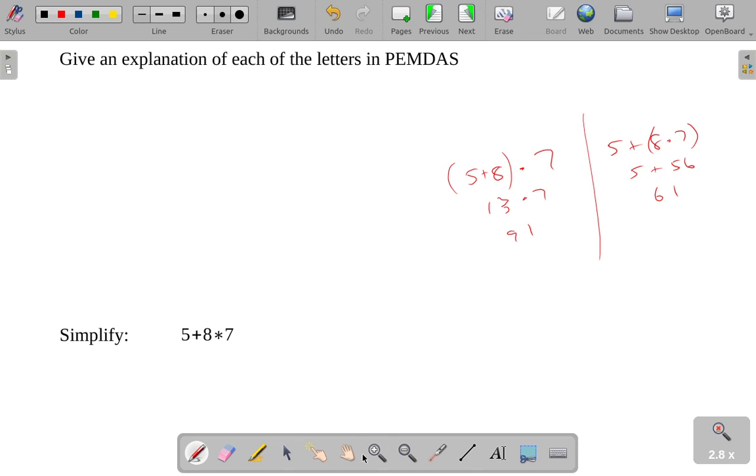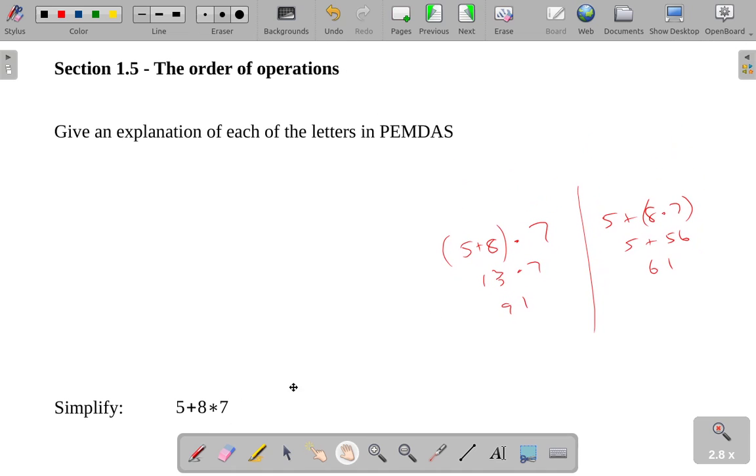So the order of operations gives us guidelines as far as which operations we should do first. Because if this is written down, we want there to be one clear winner, which one of these should be the answer.